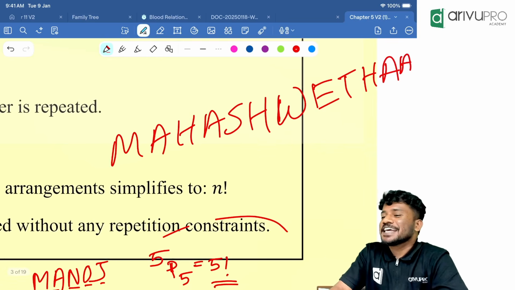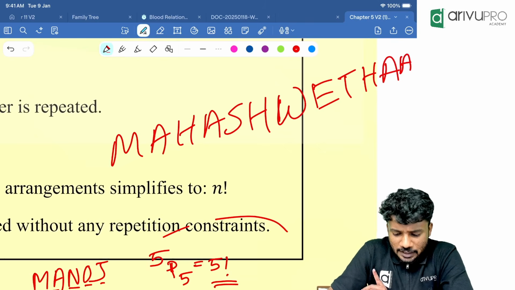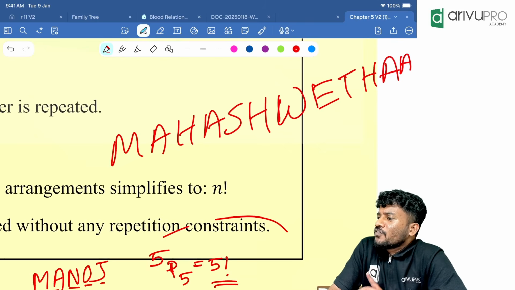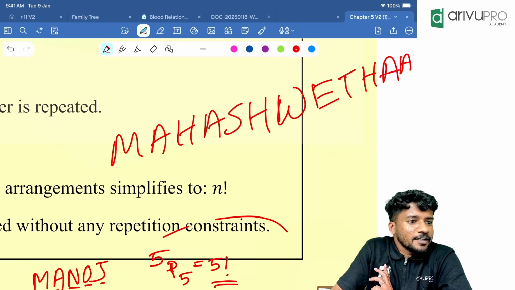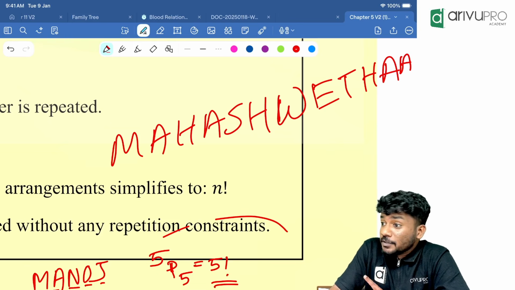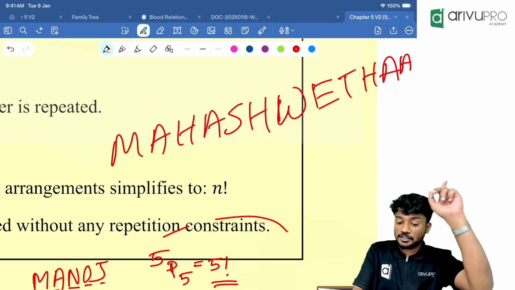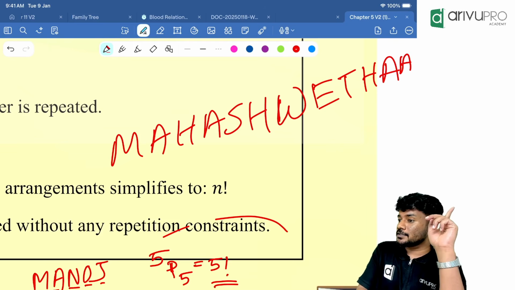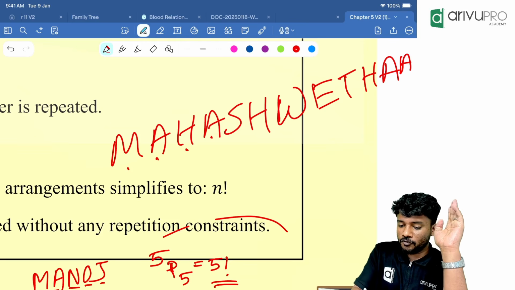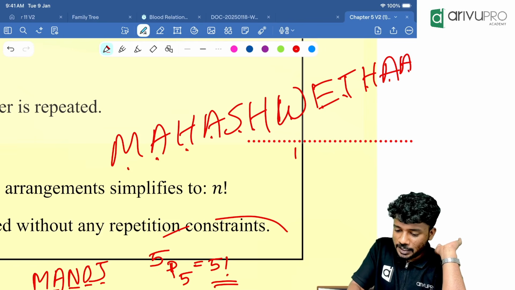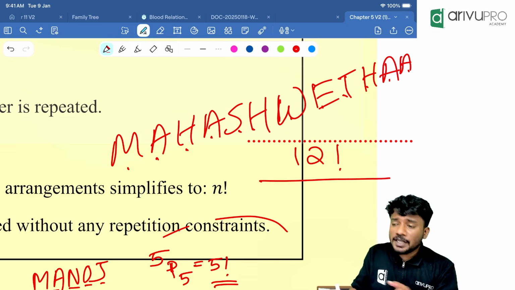Now my question is, using the letters of the word Mahashveda, how many new words can be formed? Now people, first of all, you should know how many letters are there. 1, 2, 3, 4, 5, 6, 7, 8, 9, 10, 11, 12. That means you can directly write the numerator 12 factorial. Now, a few letters are repeated.